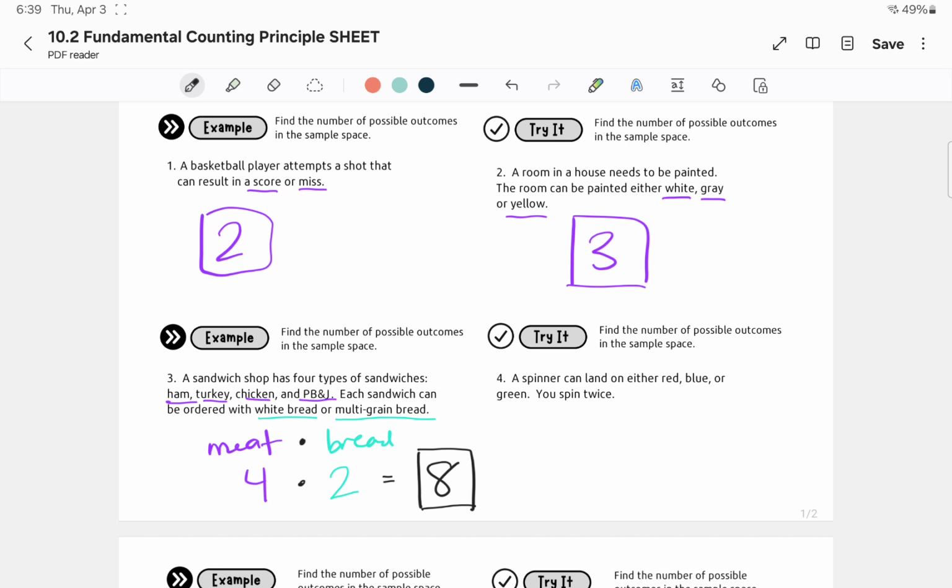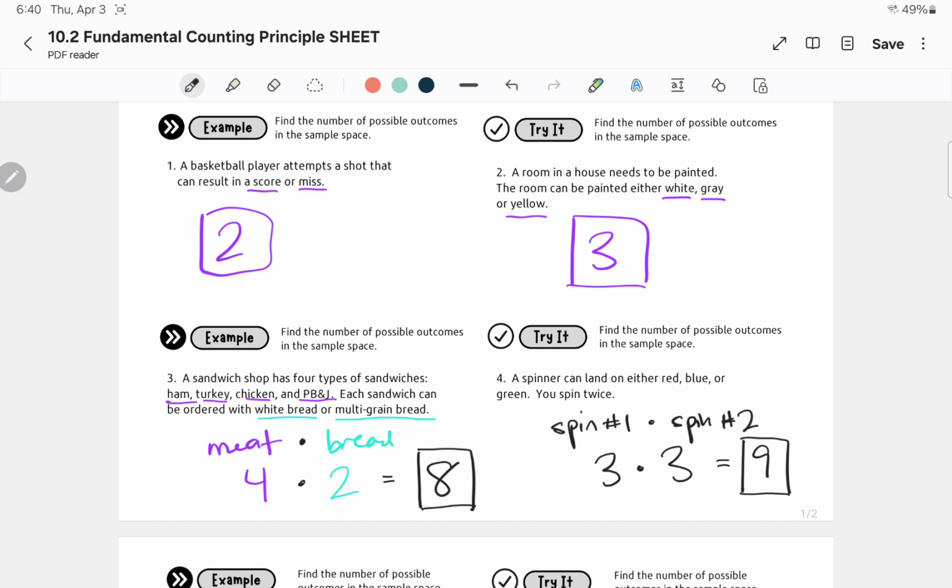All right, so for number 4, a spinner can land on either red, blue, or green, and you spin twice. So this time we actually don't need different colors. If you spin twice, the first event is just spin number 1, and then the second event is spin number 2. And the possibilities for spin number 1 are red, blue, or green. That's 3. And it's the same thing for spin number 2. Red, blue, or green times red, blue, or green. So that is 9 different outcomes.